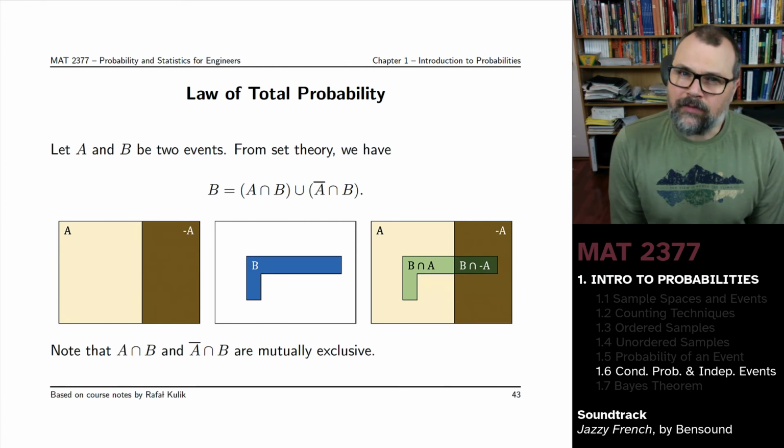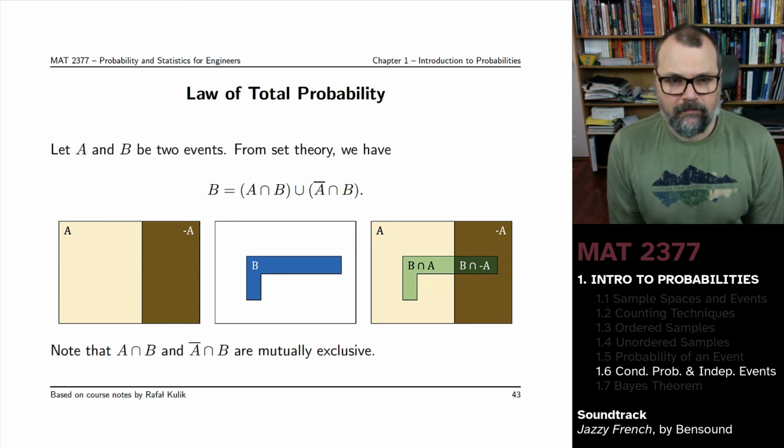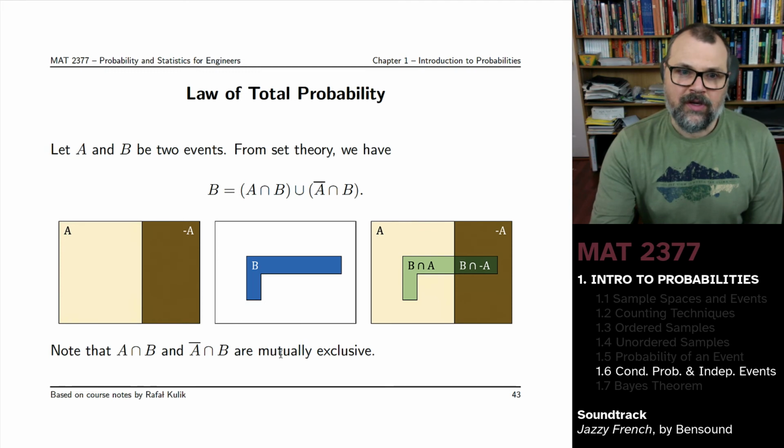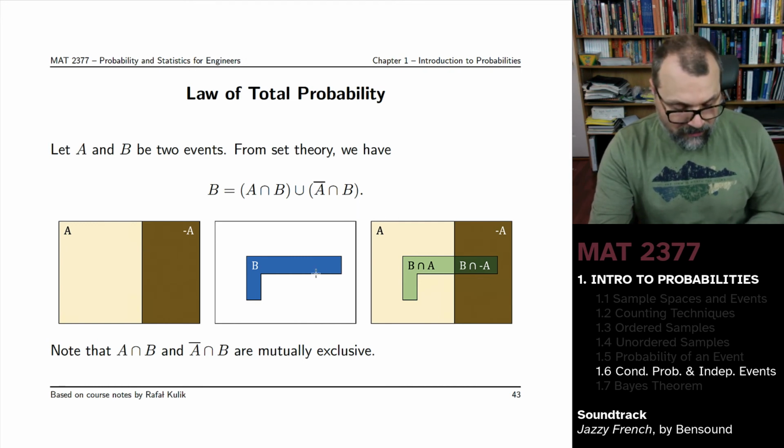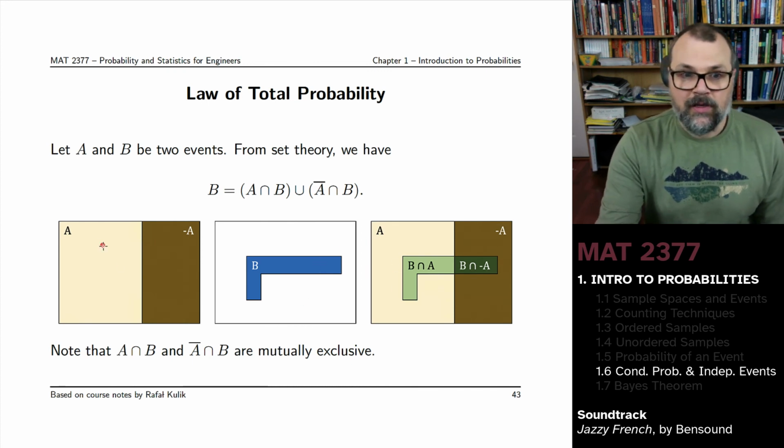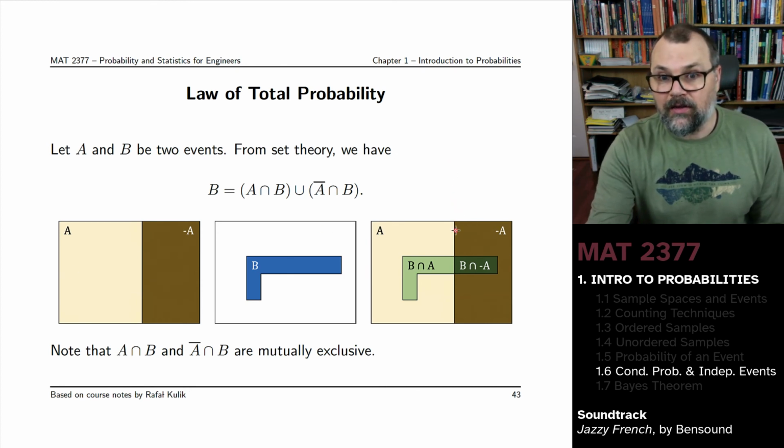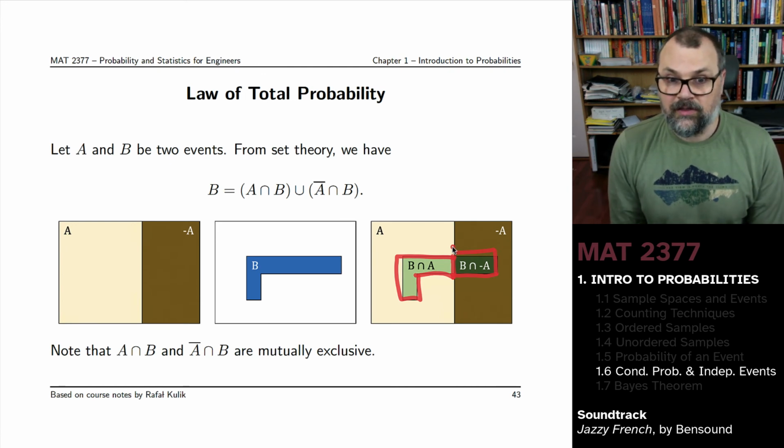That leads us to the law of total probability. If you have two events, A and B, from set theory, what you can say is that the set B would be the intersection of A together with B, together with the intersection of everything that was not in A and B. Graphically speaking, what you should be seeing is that it's possible to recreate the set B given an event A by dividing the part of B which is in A and the part of B which is not in A. These are the only options that you have.